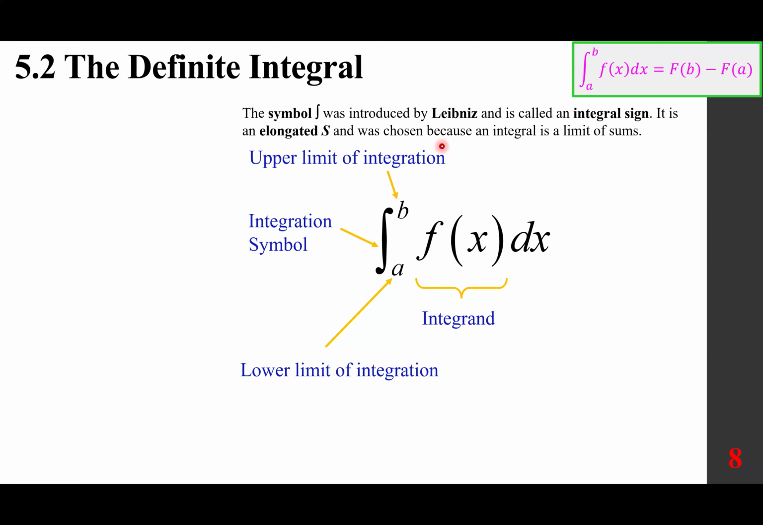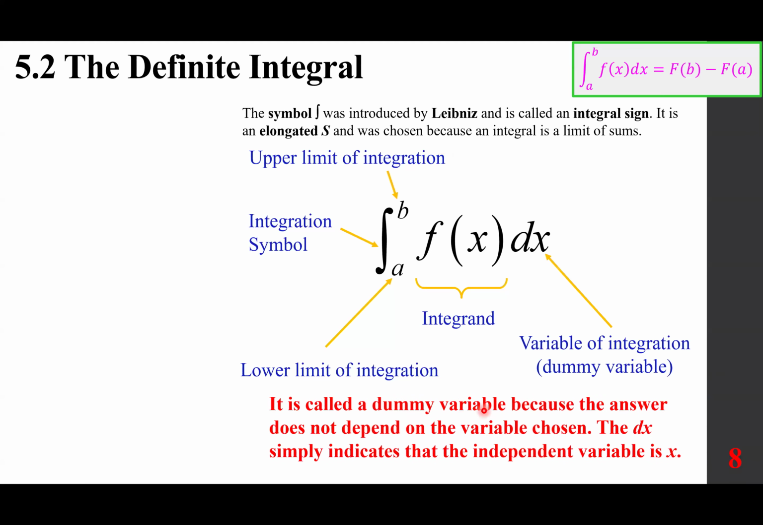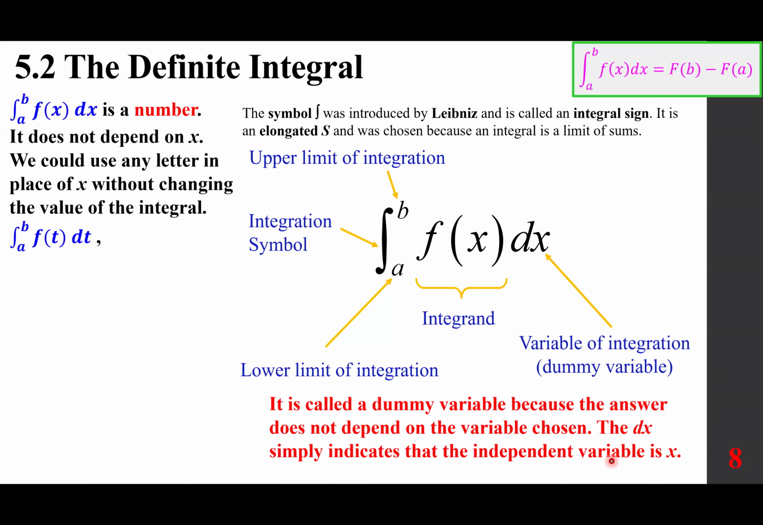Integrand. dx, the variable of integration, also called a dummy variable. It is called a dummy variable because the answer does not depend on the variable chosen. The dx simply indicates that the independent variable is x. Notice, class, this one, the integral from a to b of f(x) dx, is just a number. It doesn't depend on x. We could use any letter in place of x without changing the value of the integral. So the integral from a to b of f(t) dt is also the same.